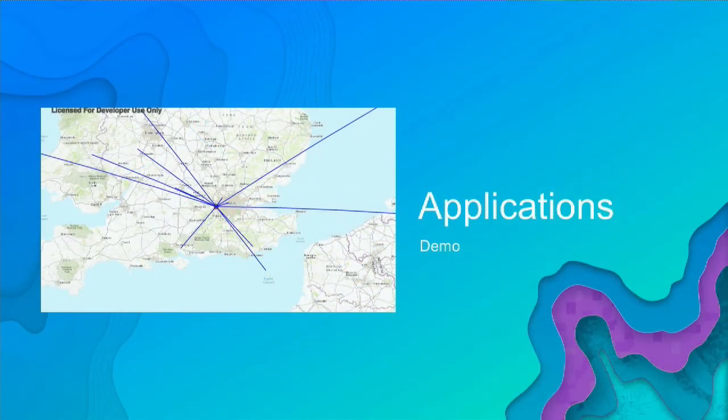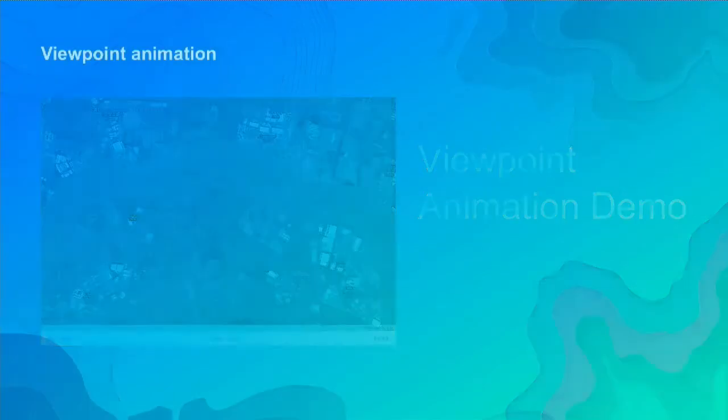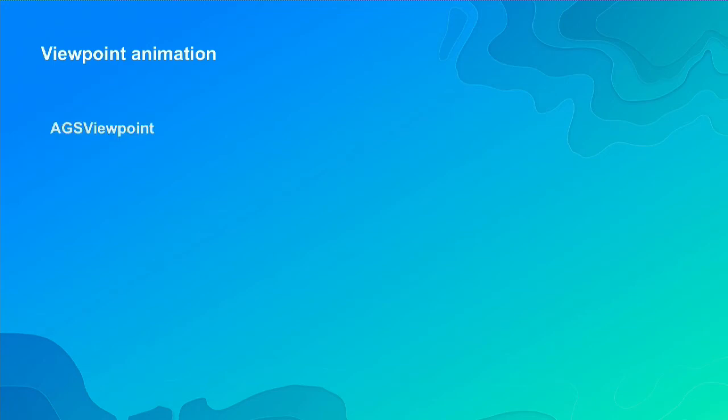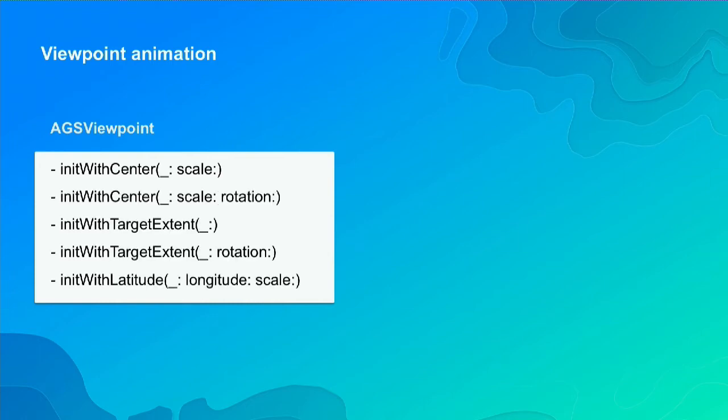So in this case, I'm not talking about custom code that I've written. I'm talking about stuff that's just built into the runtime SDK. So we have the AGS viewpoint. It's our way of telling the map view what we're interested in seeing in the map view. We can create a viewpoint with a center point and scale. We can add some rotation. There's a few different ways of creating this viewpoint, which we can then just set on the map view. And the map view will just blitz itself over to that point, and that will be the new view of the map. There won't be any animation involved if you just set viewpoint.